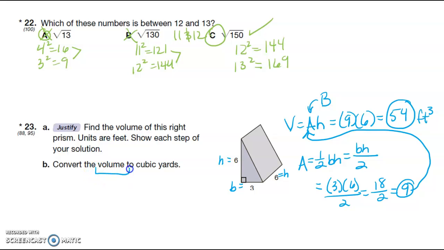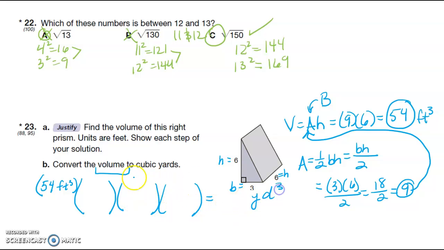So this says convert volume to cubic yards. So I have 54 feet cubed. And I'm going to need 3 unit multipliers to get it to yards cubed. How do I know that? This little exponent here tells me that. I want yards on the top, so I know that 1 yard is 3 feet, and I'm going to need it 3 times to get rid of my feet cubed and to get my yards cubed. So 1, 2, 3.